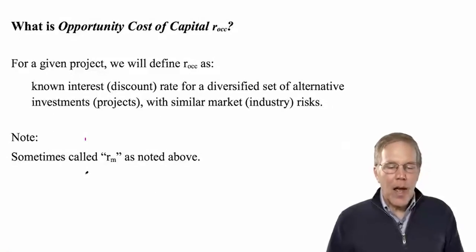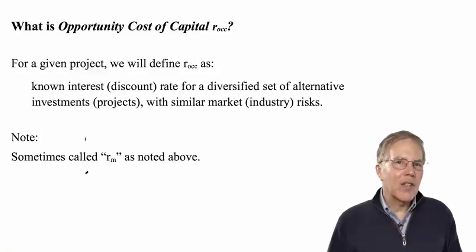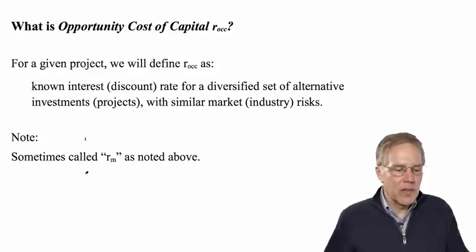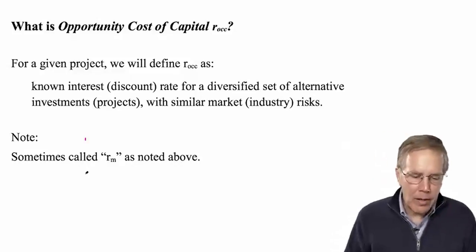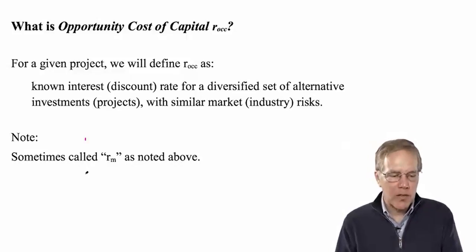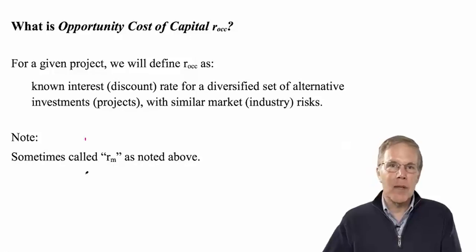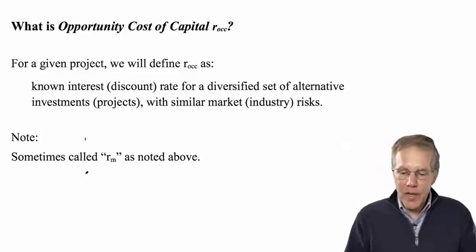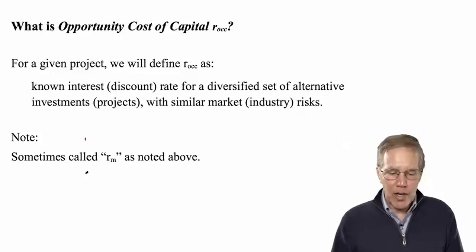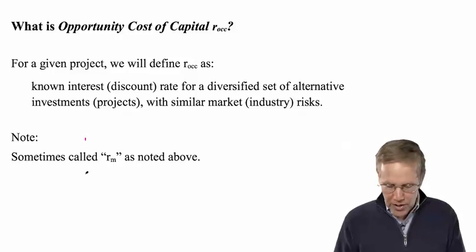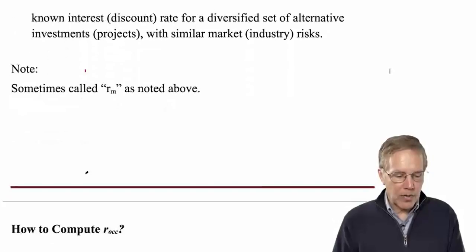All right, so with opportunity cost of capital, it's probably good to get a slightly better handle on what exactly we mean by this. How could we compute it? Where does it come from? For a given project, we define opportunity cost of capital as the known discount rate or interest rate. Again, same thing mathematically: interest rate if we're going forward in time, discount rate if we're going back in time. So the known interest rate or discount rate for a diversified set of alternative investments or projects with similar market or industry risks. And again, sometimes we call this RM instead of ROCC.